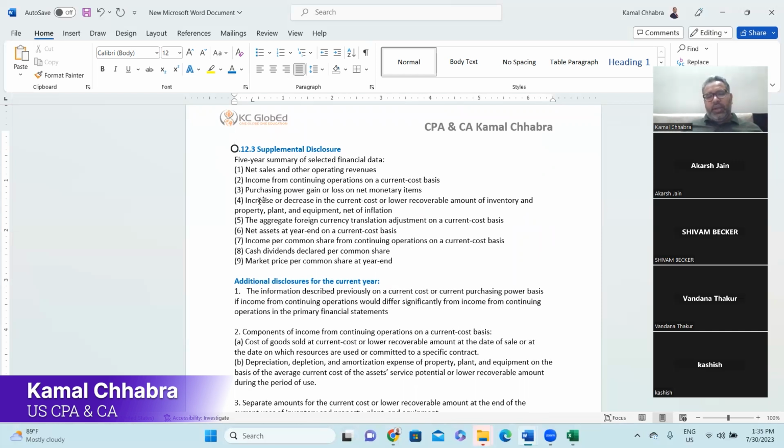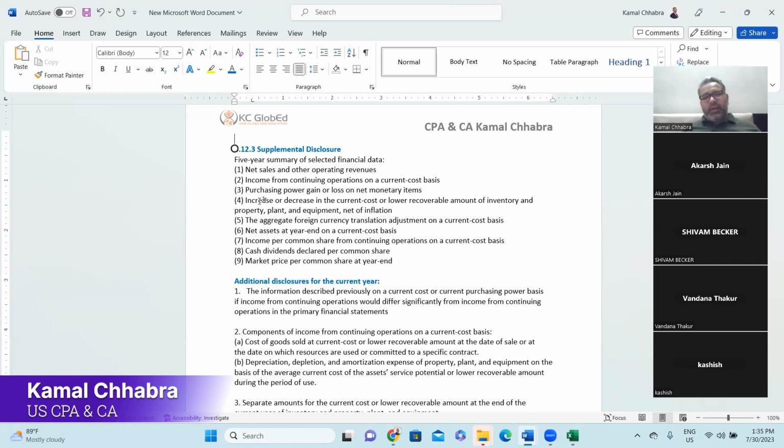Normally, in your financial statement, for balance sheet items you give disclosure for 2 years, and for income statement items you give disclosure for 3 years. But here, if you are opting for these changes, then you need to give the disclosure for 5 years.